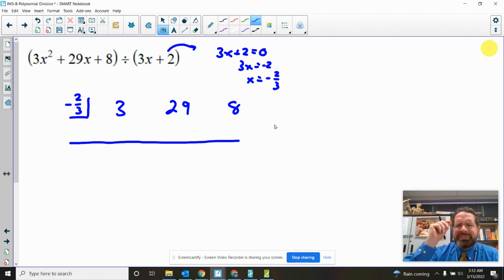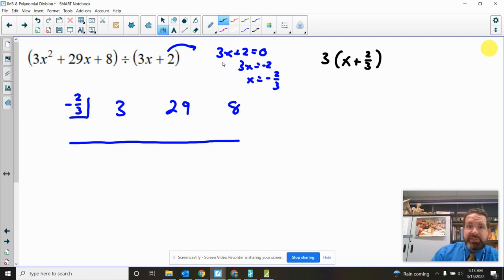Here's the thing, though. Synthetic division doesn't know that you started with 3x plus 2. It thinks you started with x plus 2/3. It thinks it's dividing by this. There's an easy way to compensate for that. We're basically just thinking of 3x plus 2 as 3 times x plus 2/3. So we're simply going to do this in 2 steps.